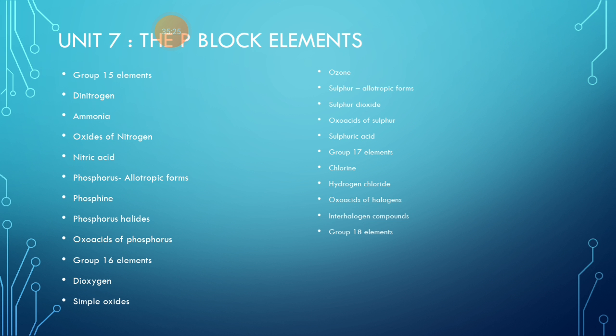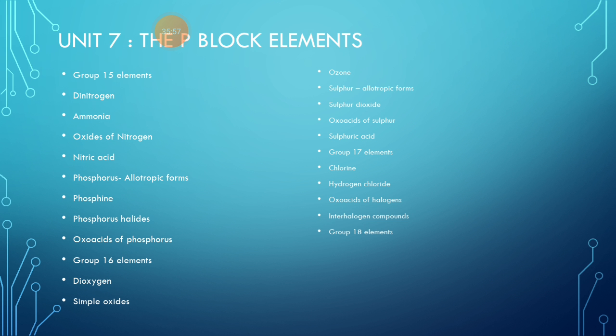we are going to learn about another element, which is called phosphorus, the second element. In that phosphorus, we are going to learn about its allotropic forms: white phosphorus, black phosphorus, and red phosphorus. Then we are going to learn about phosphine, the preparation and its chemical properties. Then phosphorus halides, the phosphorus pentachloride and phosphorus trichloride. We are going to learn over here the preparations and the physical and chemical properties.